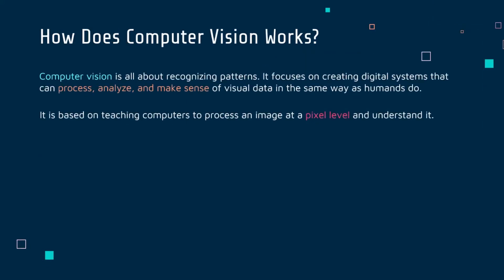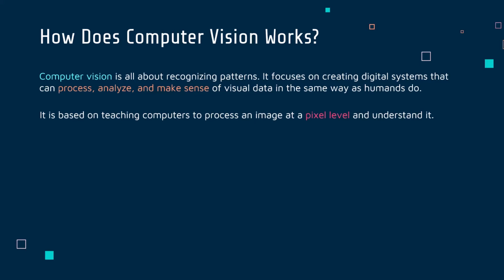So, how does computer vision work? Computer vision technology tends to mimic the way the human brain works. On a certain level, computer vision is all about pattern recognition. It focuses on creating digital systems that can process, analyze, and make sense of visual data in the same way that humans do. The concept of computer vision is also based on teaching computers to process an image at a pixel level and understand it. Technically, machines attempt to retrieve visual information, handle it, and interpret the results through special software algorithms.